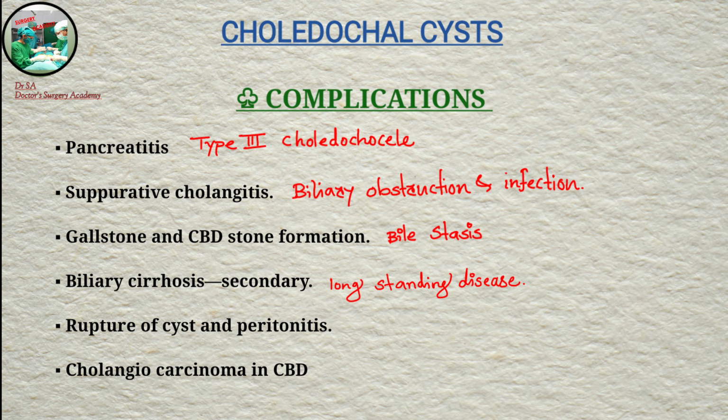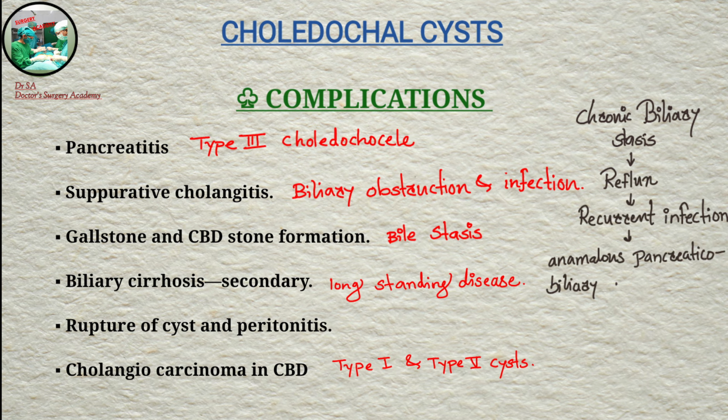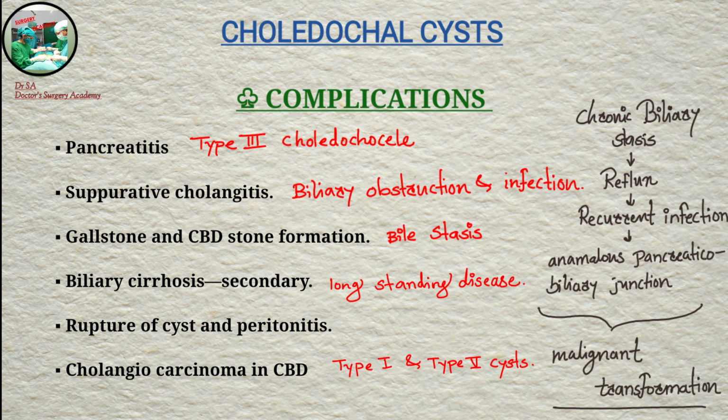In severe cases, rupture of the cyst may occur, leading to bile peritonitis. One of the most serious complications is malignant transformation, particularly cholangiocarcinoma. The risk of malignancy increases with age and is especially associated with type 1 and type 5 cysts. Chronic biliary stasis, reflux, recurrent infections, and an anomalous pancreatico-biliary junction contribute to this malignant transformation.